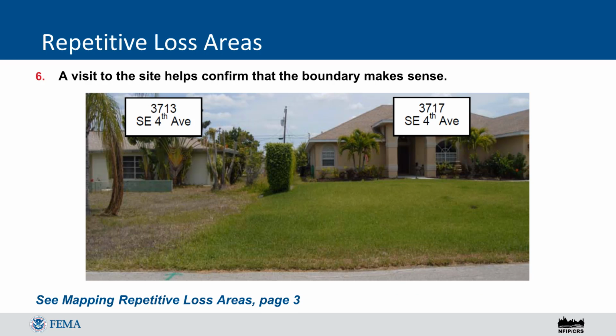When you go out in the field, you are quite likely to see something like this. 3717 has clearly had some fill brought in, and it is significantly higher than 3713. That might be the reason why 3713 is experiencing more claims. This photo demonstrates why a field visit helps you confirm that the boundaries you draw actually make sense. Again, it is up to you to determine what your causes of losses are. That is not something that ISO can directly help you with. It is unique to each individual community and the areas you define.